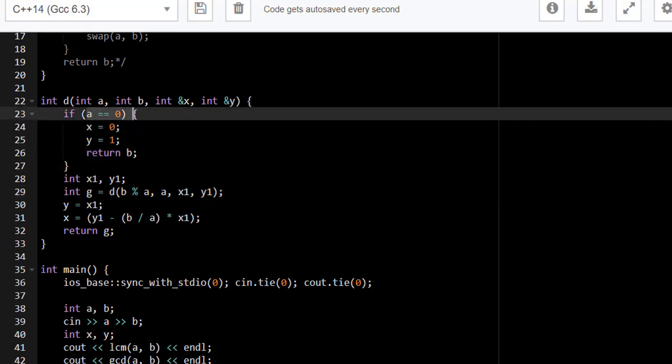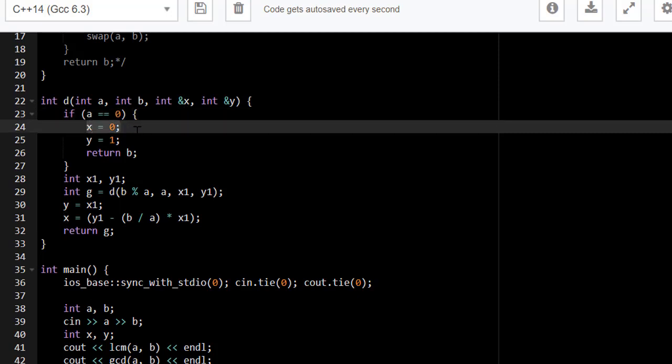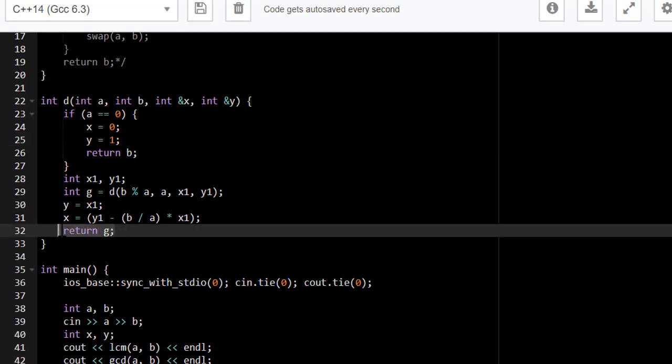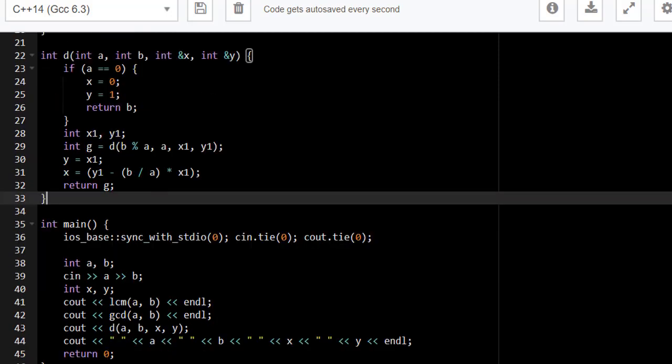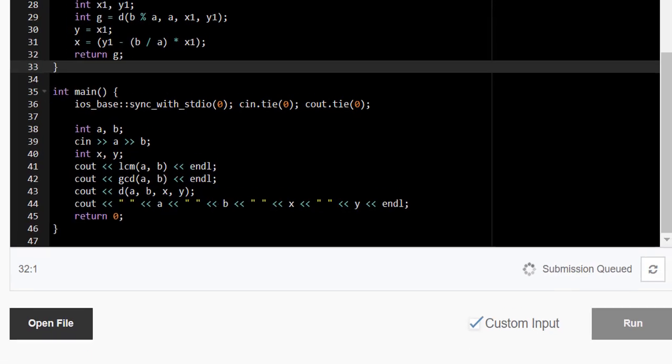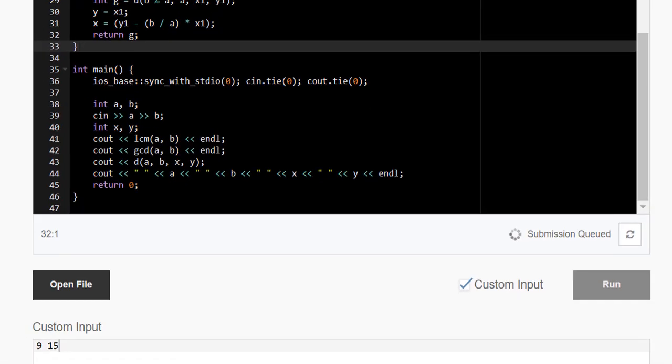When a is equal to 0, well, x is going to be equal to 0, and y is going to be equal to 1. We return the greatest common divisor, and that's it. So let's see the correctness of our code with the test case 9 and 15. So let's see lowest common divisor, greatest common divisor again, a, b, and x, y.